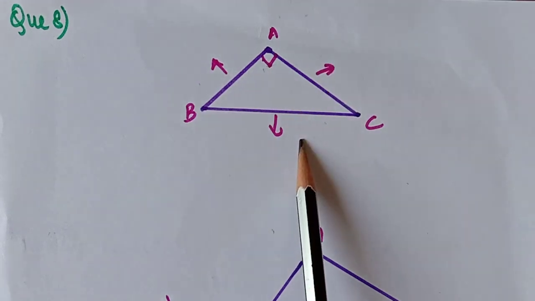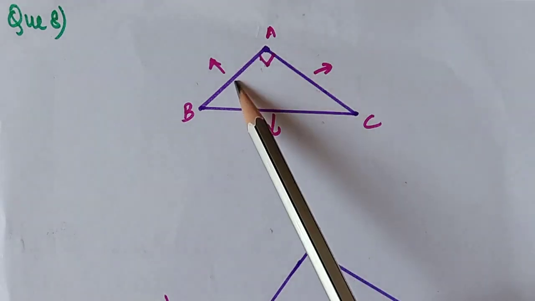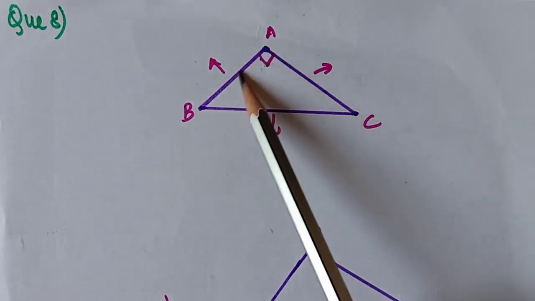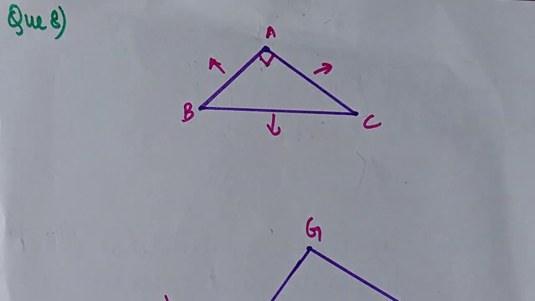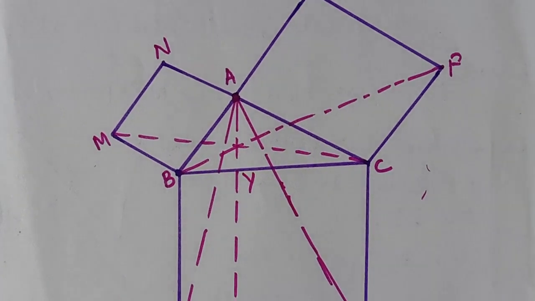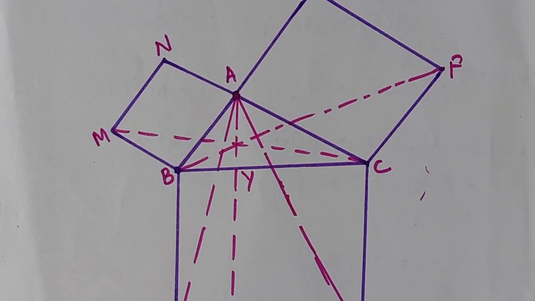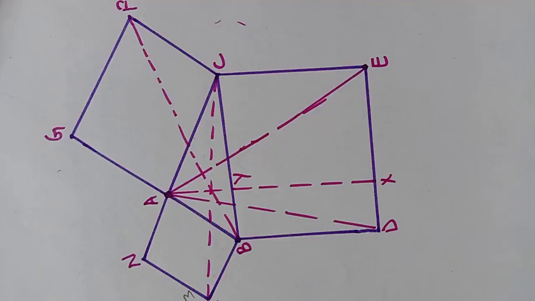On all 3 sides we will draw squares. We have squares, so all sides of a square are equal to each other. So we have one square here, a second square here and a third square here. So our diagram looks like this. So student, this is your diagram which is given in your 8th question.